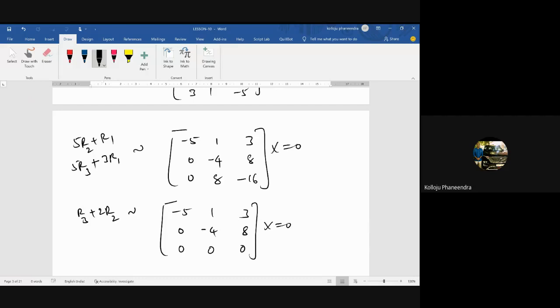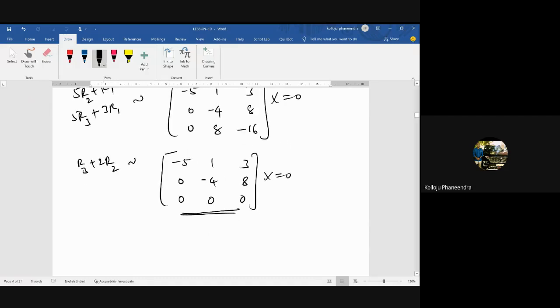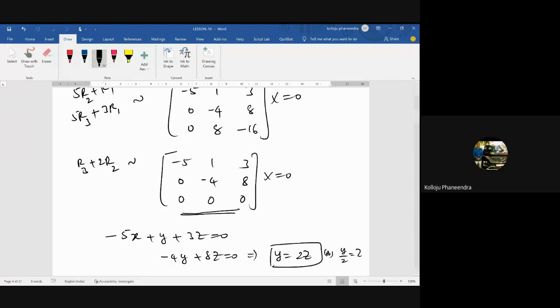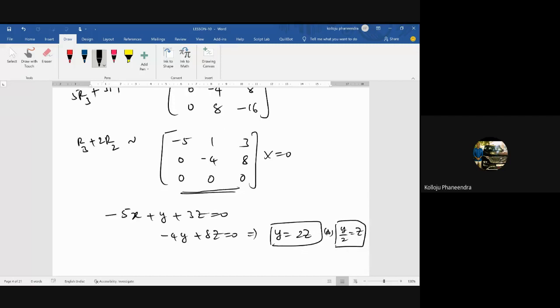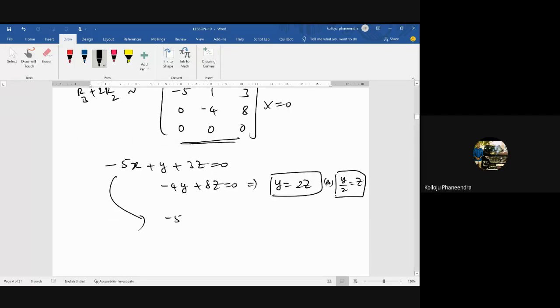Yes, we are getting a 0 row. If the eigenvalue is not repeated, then we will definitely get a 0 row. So writing the echelon form: minus 5x plus y plus 3z equal to 0. Second one, minus 4y plus 8z equal to 0. So y equal to 2z, or I can write y by 2 equal to z. Now substituting y equal to 2z here, minus 5x plus 2z plus 3z equal to 0. So 5x equal to 5z, x equal to z.